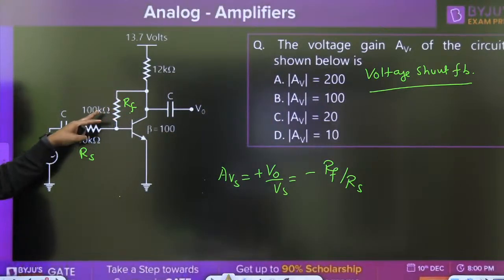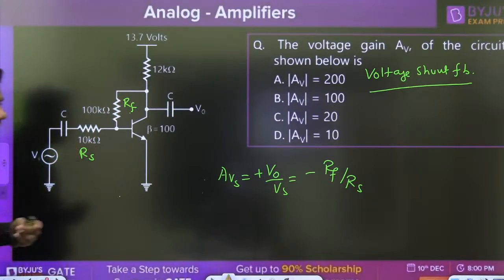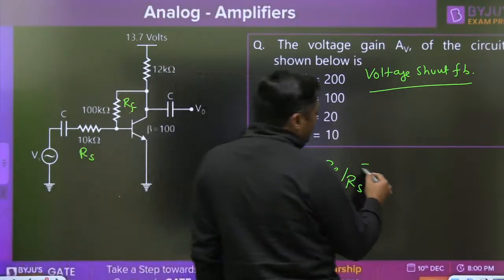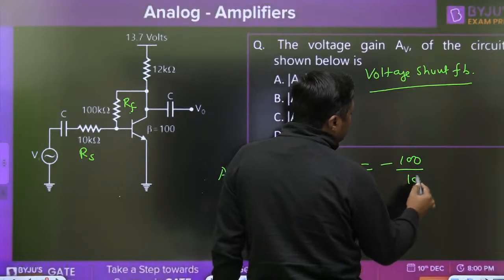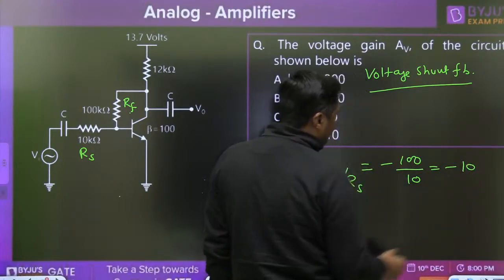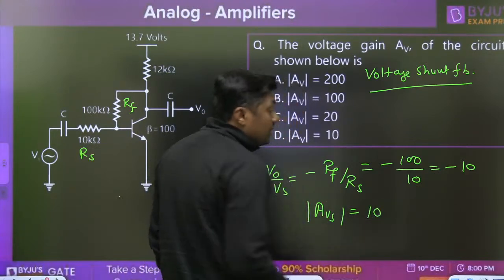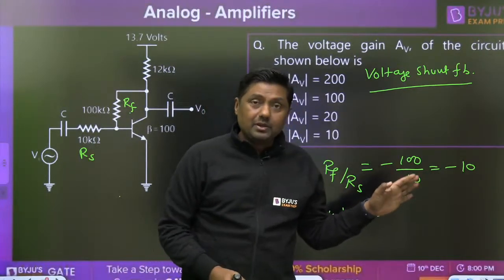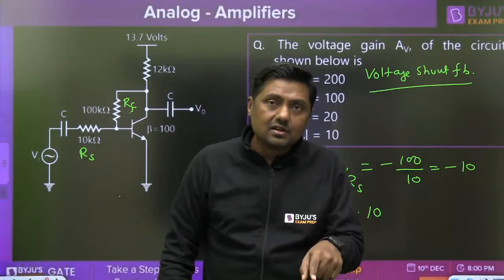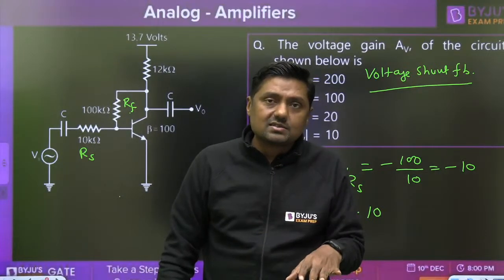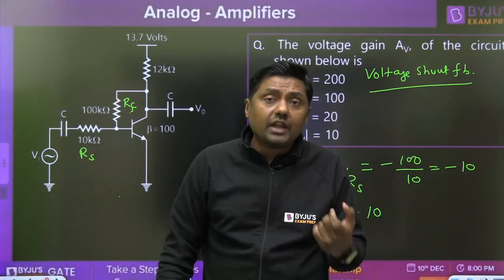So what is the value of RF? 100 kilo ohm. What is the value of RS? 10. 100 divided by 10, the answer is minus 10. What is the magnitude? 10. Again remember, it is the overestimated value. It means the actual answer is less than this. But it is the overestimated value, 10 only.